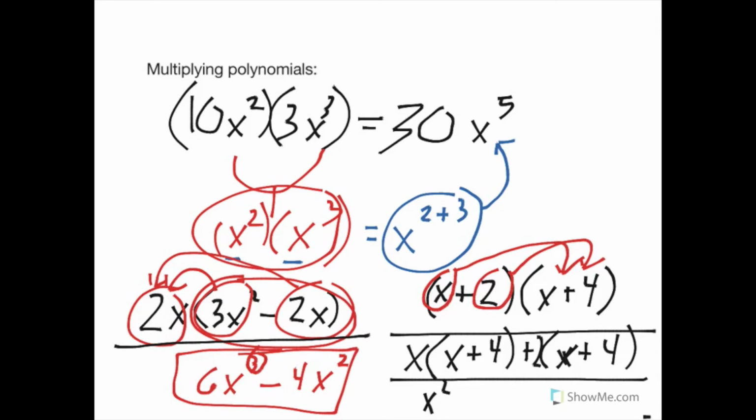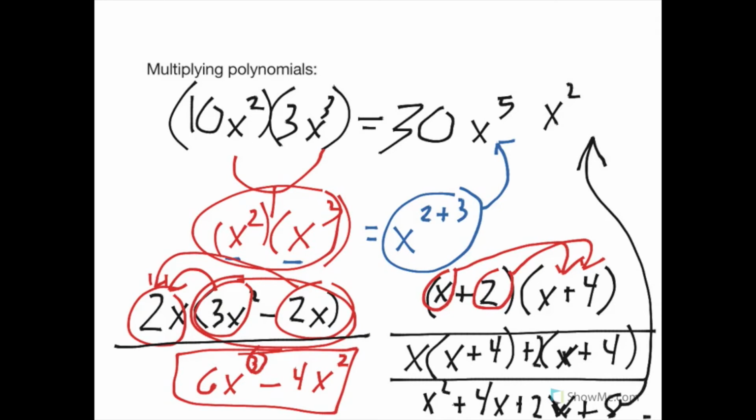You go x times 4, which is 4x. And then you go 2x plus 8. And there we go. And so now you would simplify, which we're going to bring it up here for now, and you're going to have x squared plus 6x plus 8. And that is your answer.